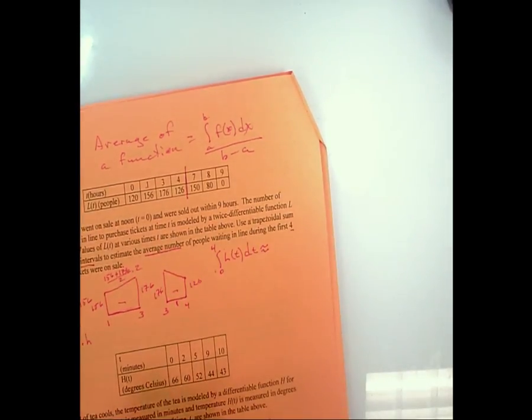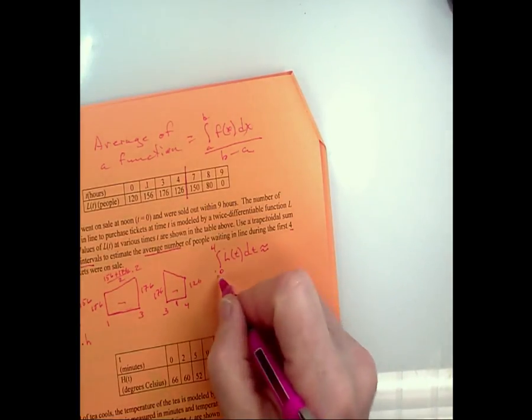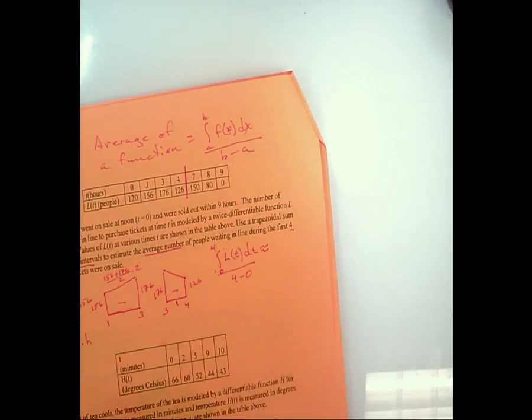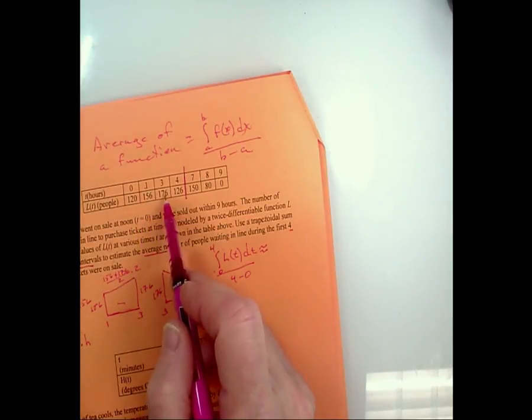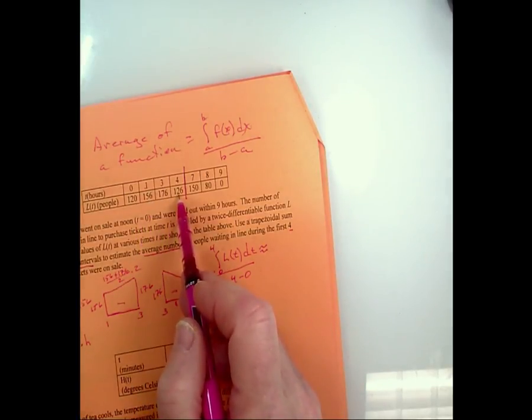But what am I going to do with it? I have to divide by 4 minus 0. That's how you average a function. You cannot take 120 plus 156 plus 176 plus 126 and divide by 4.